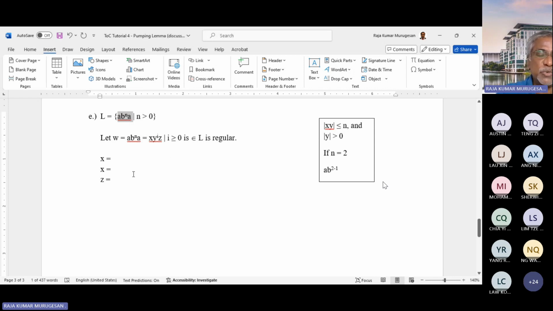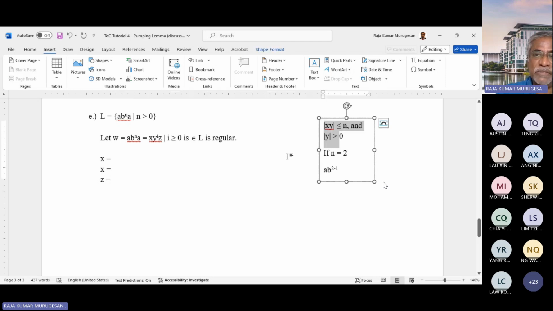Okay. So as usual, we have to do the splitting, and we have to remember these two conditions. In the exam, these two conditions will not be given. You have to remember. It's very simple, nothing difficult to remember. Length of xy is less than or equal to n, and length of y is greater than 0.